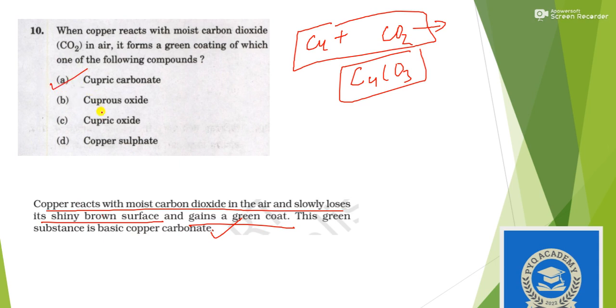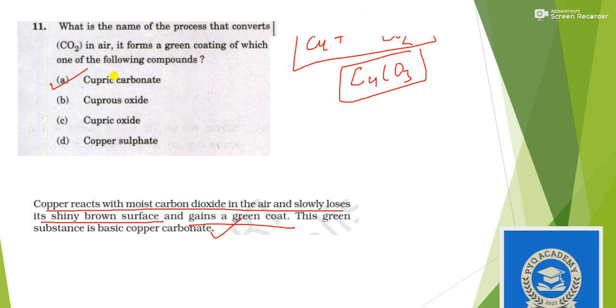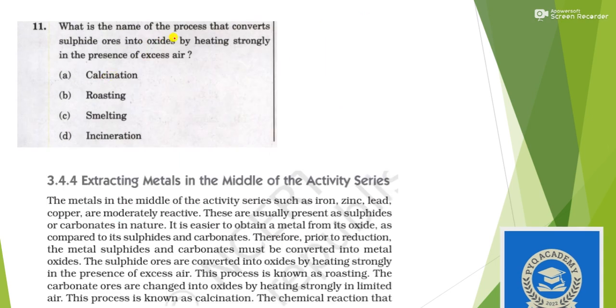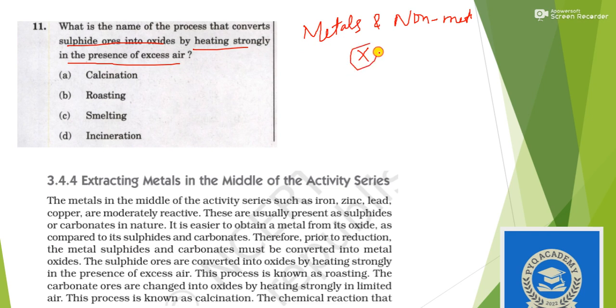So option is Q. Yes, cupric carbonate or copper carbonate. Okay. What is the name of the process that converts sulfide ores into oxide by heating strongly in presence of excess of air? Okay. So this is asking about a process of extracting metal. So you can find this in chapter metals and non-metals, of class 10 chapter 3.